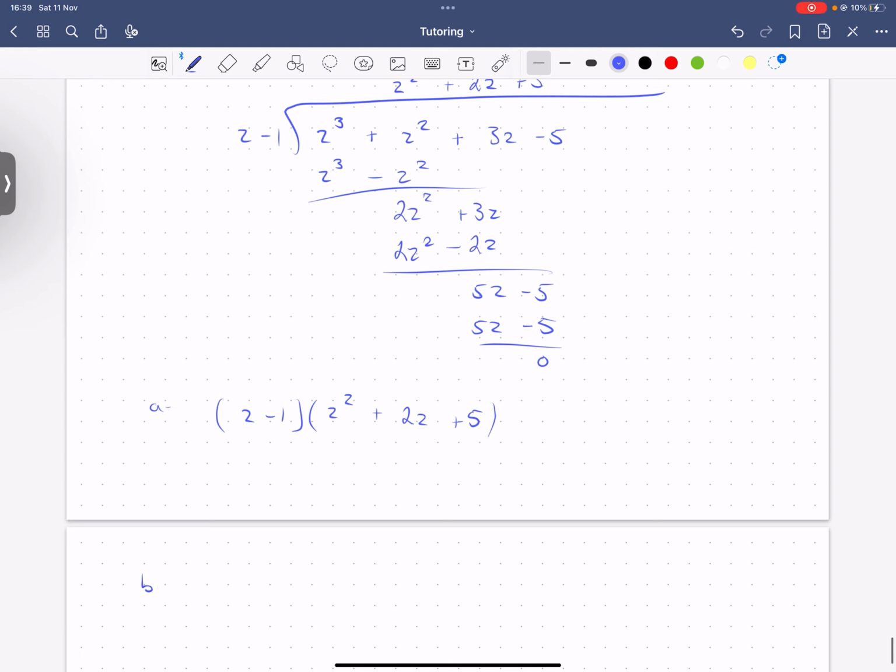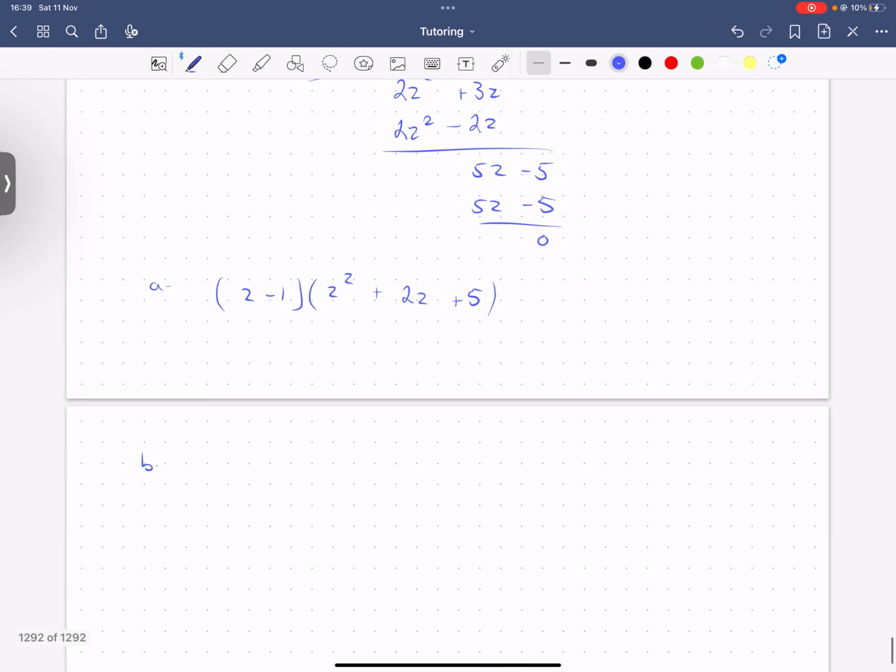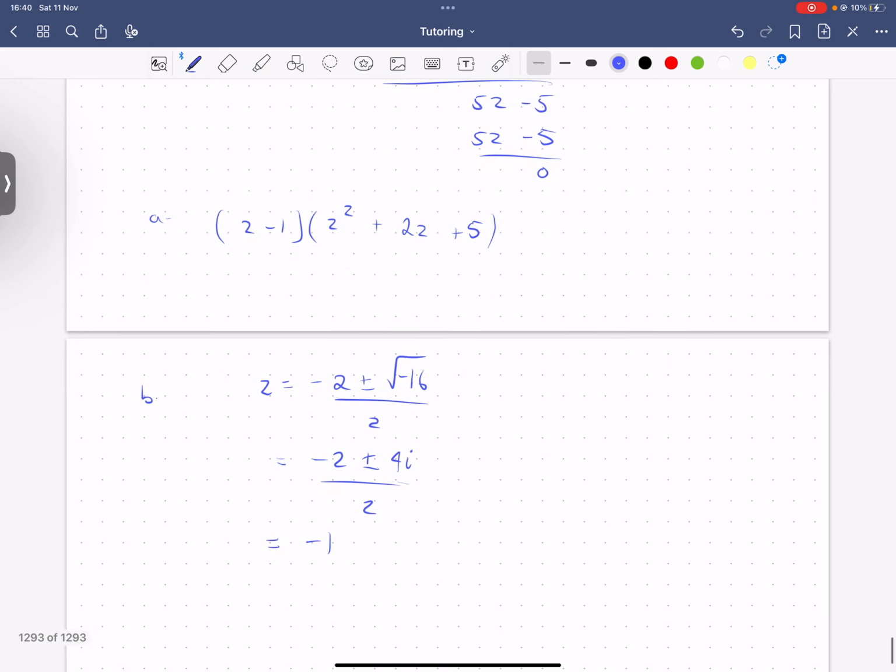Now part B, we're going to have a look at factorising z squared plus 2z plus 5. Now I'm going to use the quadratic formula for that. So z is going to equal minus 2 plus or minus the square root of 2 squared minus 4 times 5, which is minus 16. So minus 16 on 2. So minus 2 plus or minus 4i on 2, which is minus 1 plus or minus 2i.